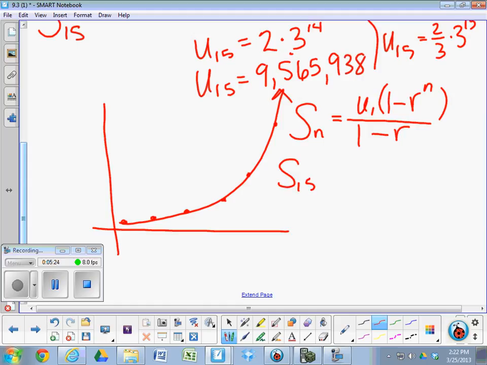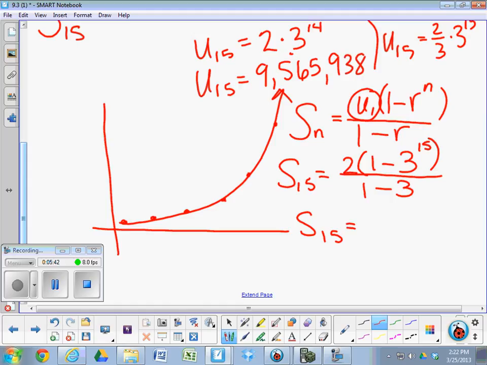So the sum of 15 terms would be, what was the first term, 2, times 1 minus 3 to the how many terms, 15, all over 1 minus r. I suggest you do this. It's 2 divided by negative 2, negative 1, times 1 minus 3 to the 15th. Just type this in: negative 1, parentheses, 1 minus 3 to the 15th. You're going to get a big number.